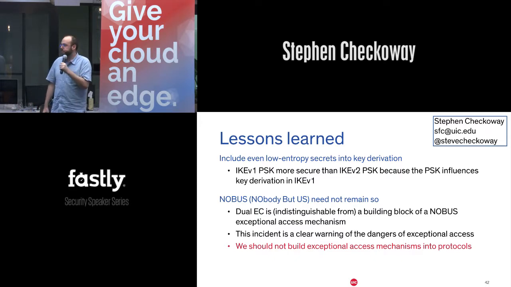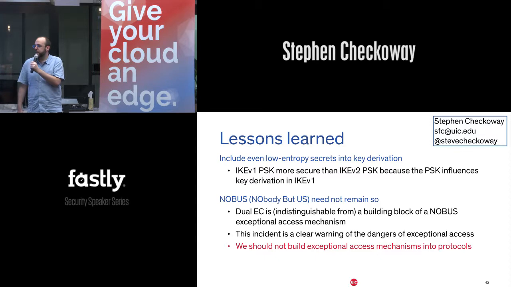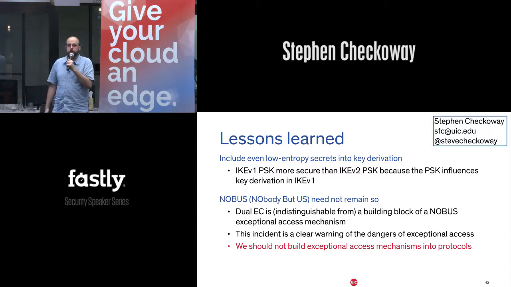And finally, the NSA has this notion of NOBUS, which stands for nobody but us. And this is something that they use, according to them, to describe flaws that they think can't be exploited by anybody but them. And Dual EC is indistinguishable from a building block of a NOBUS exceptional access mechanism.